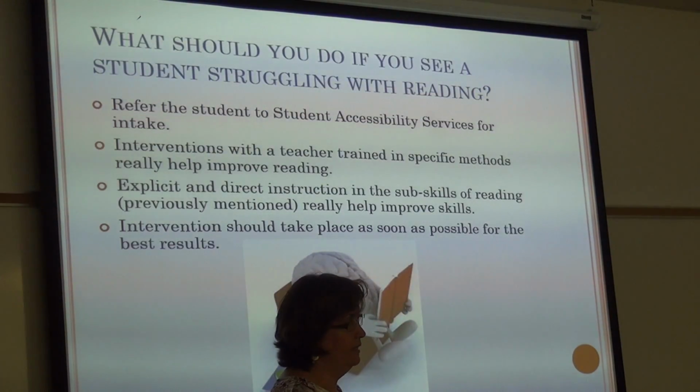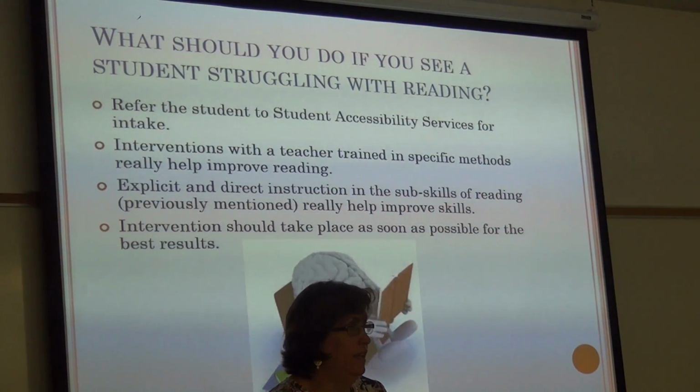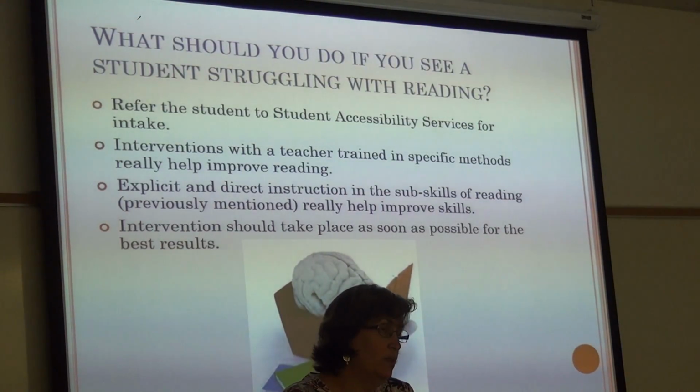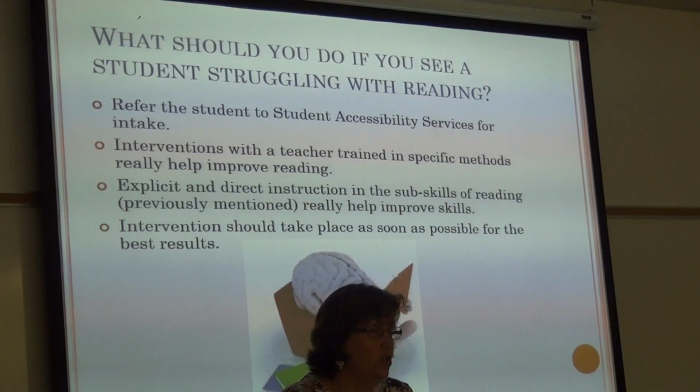The next step is interventions with a teacher trained in specific methods. That is something that has been demonstrated to help with reading fluency and speed. So if there is a student that we find is really struggling with reading, then a teacher or sometimes a very strong tutor can be trained in one of these specific methods, and then that student could go for individual sessions with the tutor or teacher, and they would just work on improving their discrete reading skills.